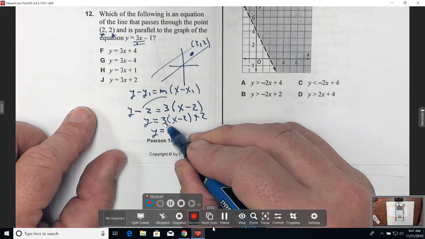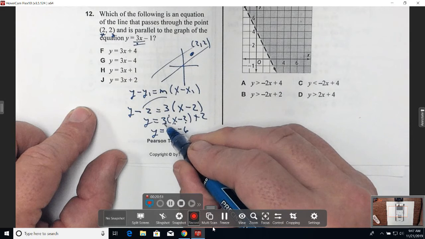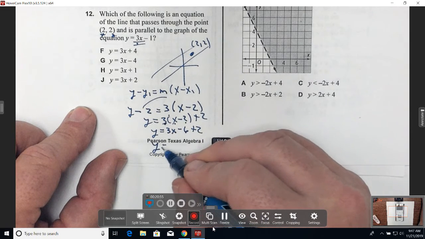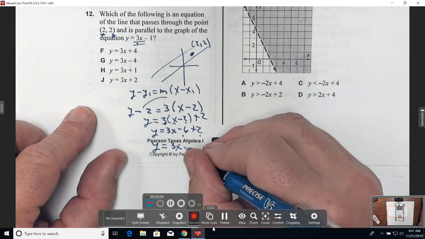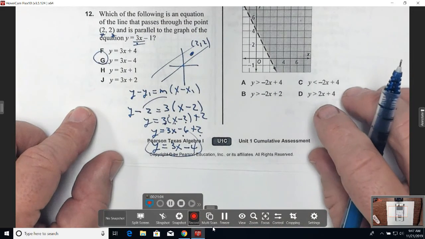So it would be 3 times x is 3x. 3 times the negative 2 is a negative 6 plus 2. And so my answer would be y is equal to 3x. What's a negative 6 plus 2? Negative 4. So that should be G.